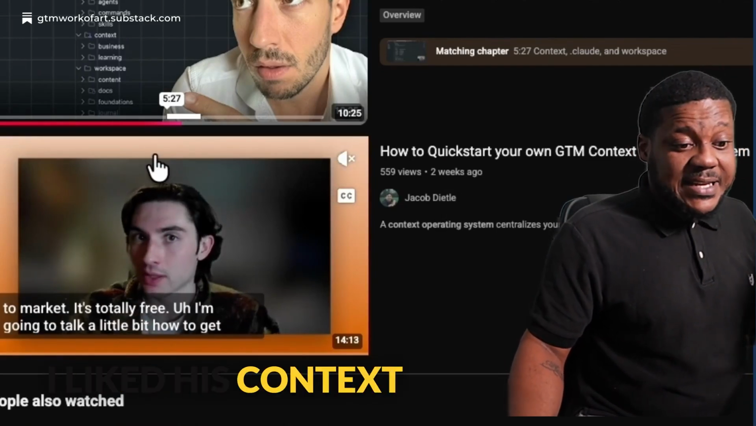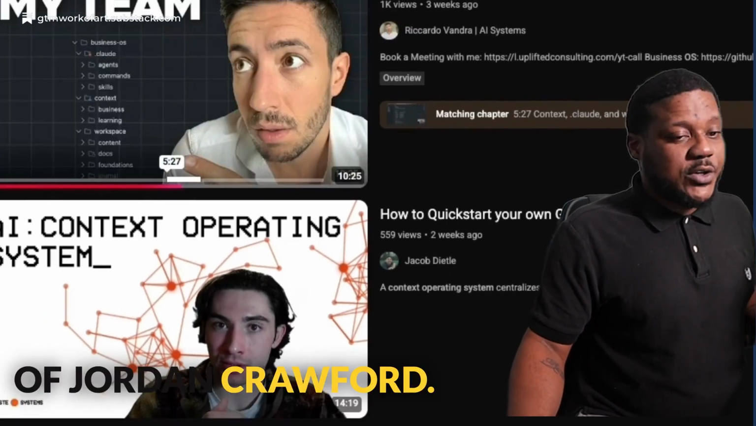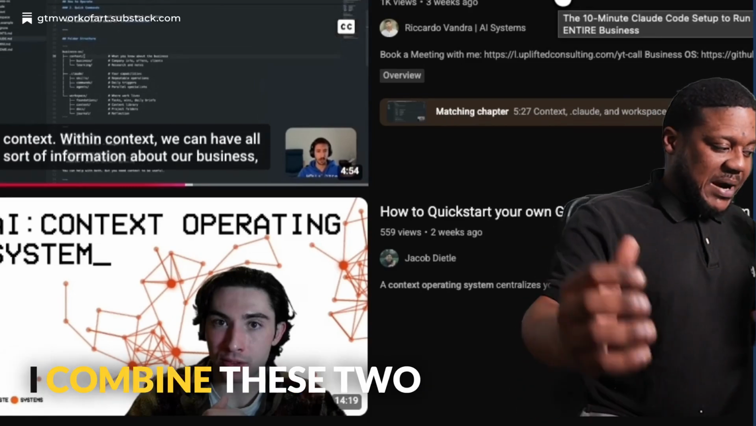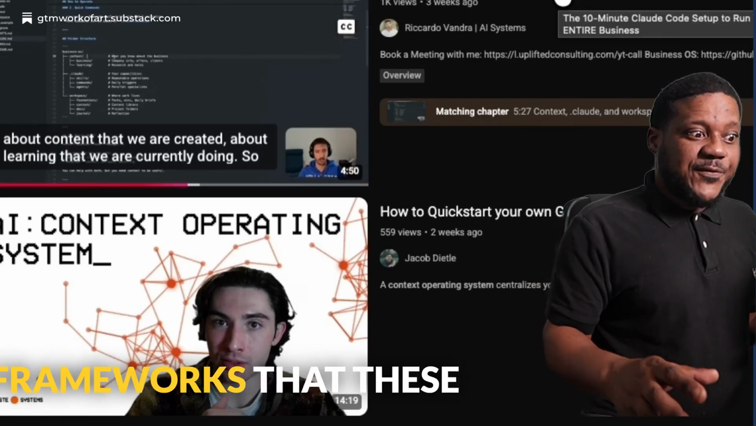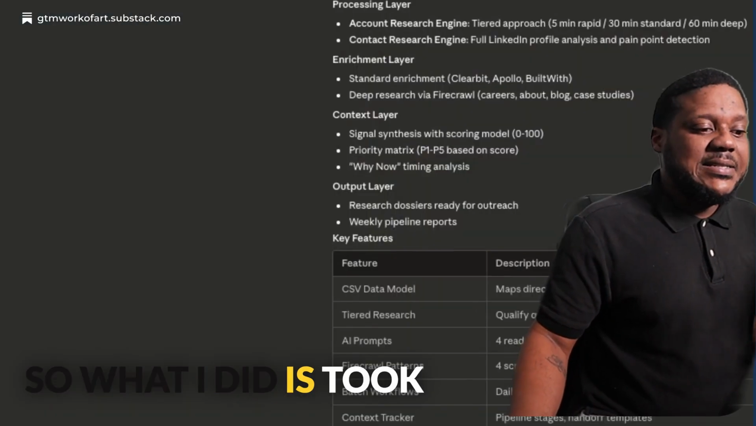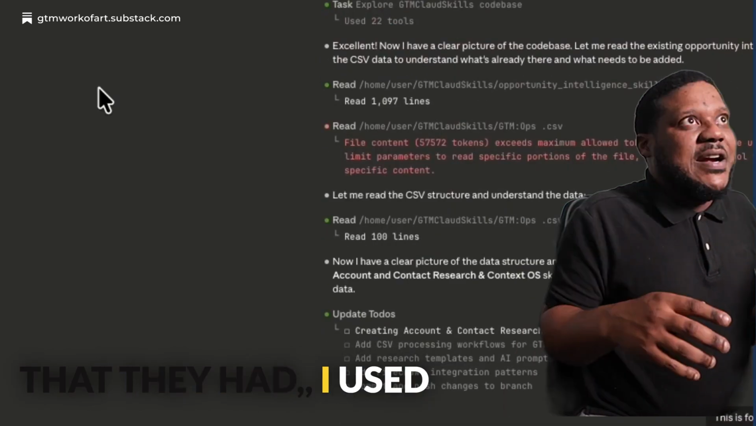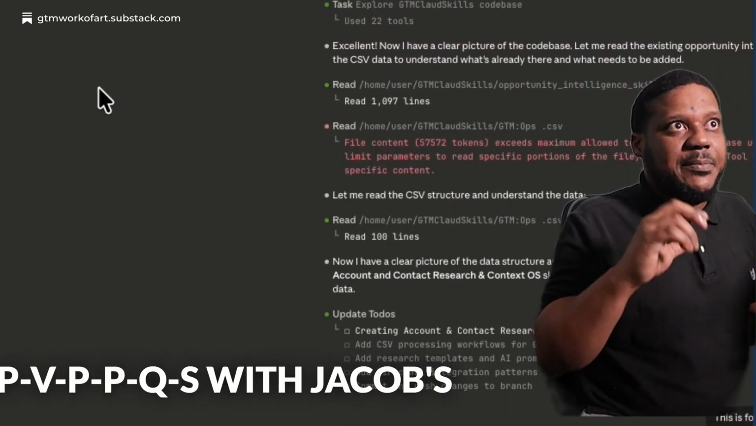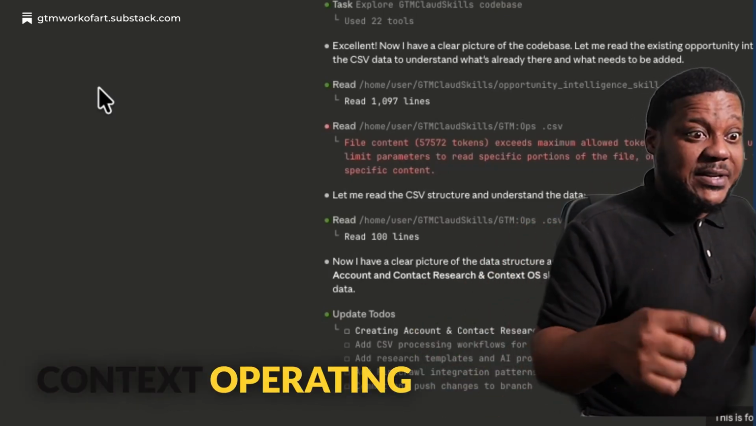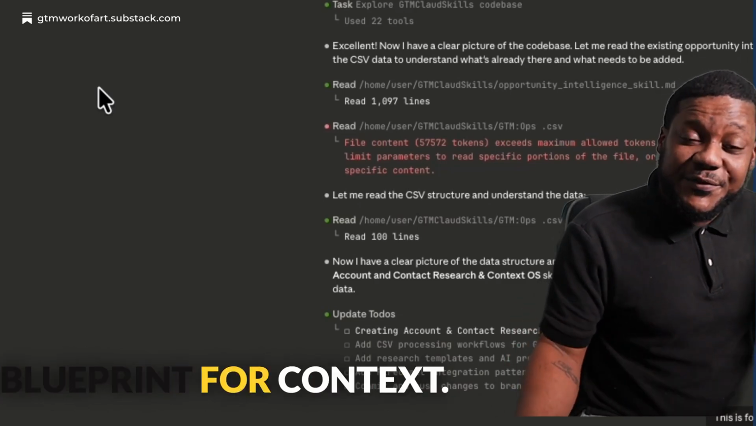I liked his context operating system. And I also am a big fan of Jordan Crawford. So I was like, how can I combine these two frameworks that these guys are explaining on Claude Code? So what I did is I took their transcripts, data, and everything that they had. I used Jordan's blueprint and PvP PQS with Jacob's context operating system. And it gave me what I call the GTM blueprint for context.